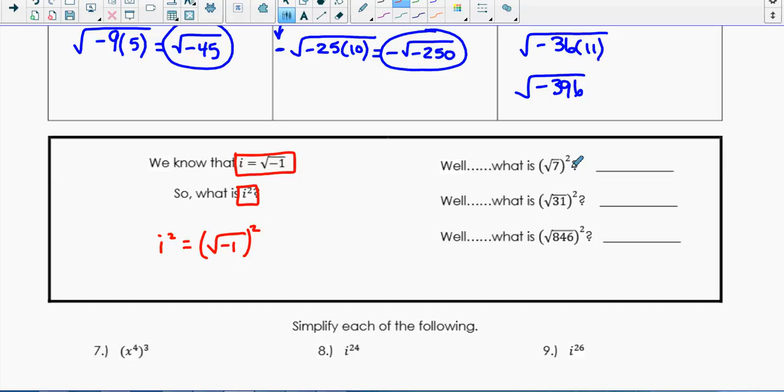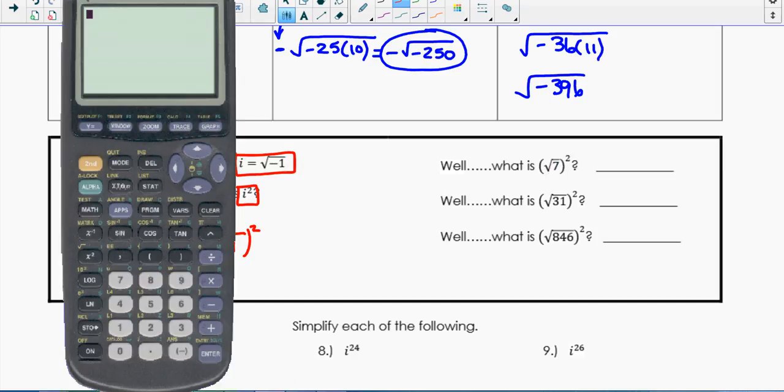So here's some things to think about. Look over here. If we have the square root of 7 and we square it, I'm just going to show you, you don't need to do this. If we take the square root of 7 and we square it, notice we get 7. If we take the square root of 31 and we square it, we get 31. If we take the square root of 846 and we square it, we get 846.